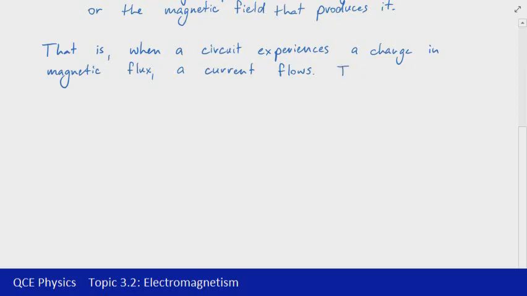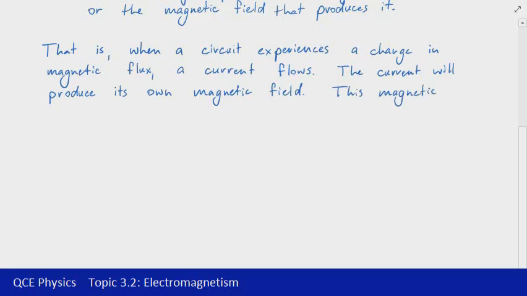The next thing to then consider is that that current will produce its own magnetic field. So anytime we have a current flowing, we know that a magnetic field will be produced around that current that forms concentric circles. And that means that we then have a magnetic field being produced by the current as well as a change in flux that produced the current in the first place. And this field that's produced will be in a direction that is opposite the change in magnetic flux that caused it.